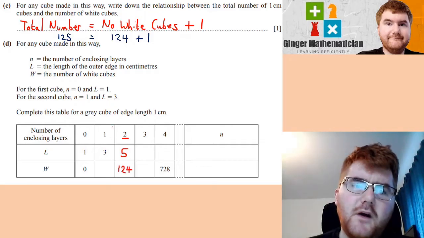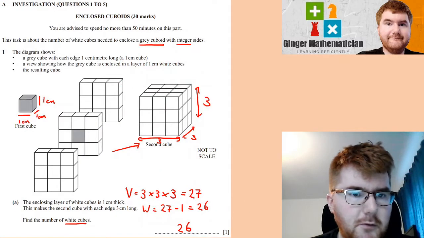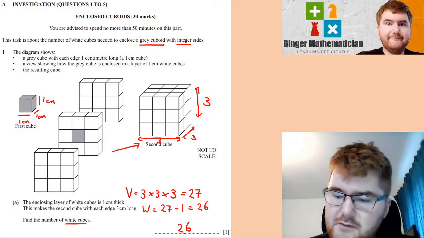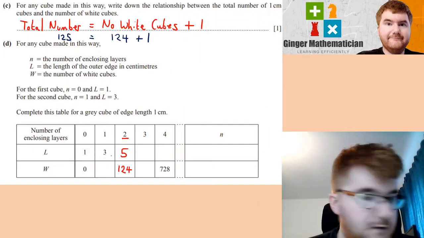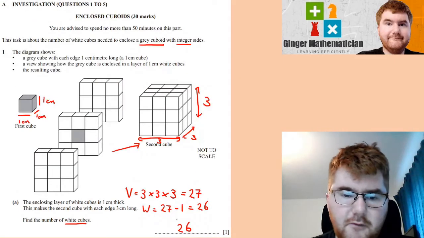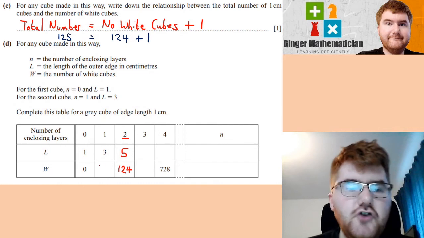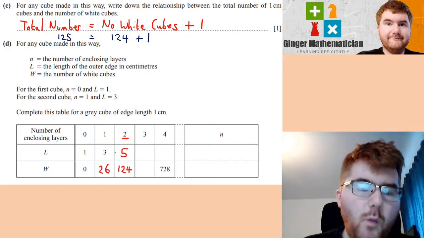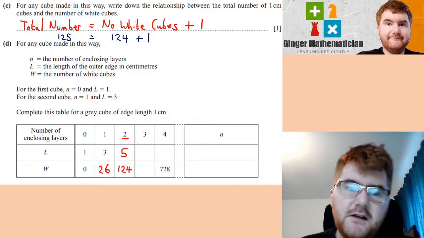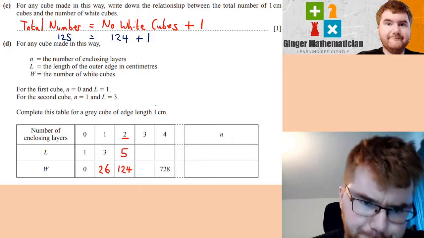And if we go back one, to just one enclosing layer, that was the very first example that we saw here. Notice that the cube length here was 3, so I can write in 3, which is already there, so that's kind of helpful. And the number of white cubes was 26. So this is what we call a non-linear paper. What I mean by this is you need to go backwards and forwards through the paper so you can glean all the information out of the question.